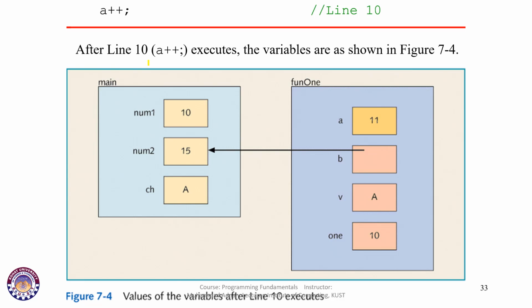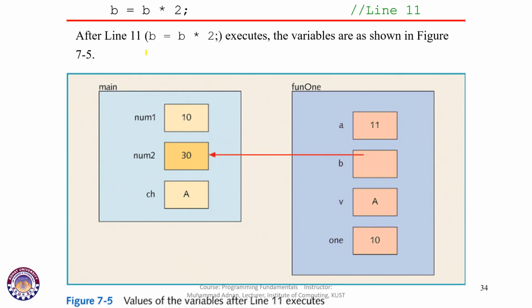So after line 10, a gets incremented. So the changes are reflected here, but these are local variables and the value changes will not be reflected in the main function. So a is hidden from the main function. But in the case of num2 and b, we have addresses, the address of num2, so these changes will also be reflected in the main function.